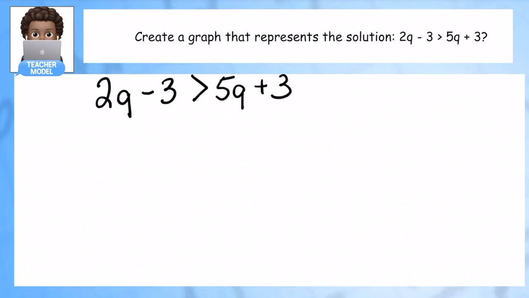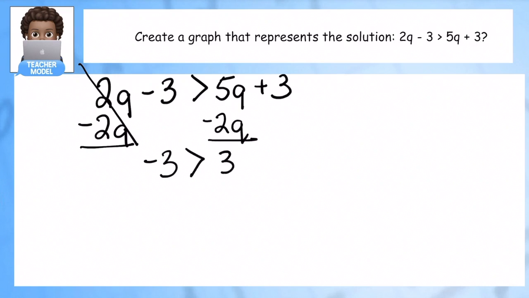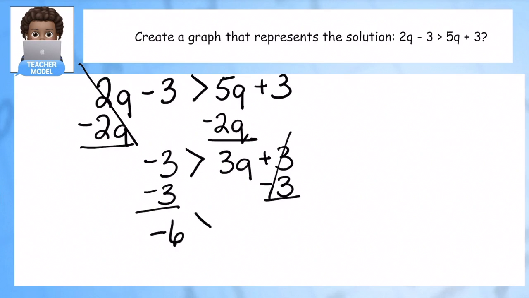And again, we want to make a zero pair somewhere. So watch what I'm going to do, Math Marvels. I would rather subtract 2q. Let's see what happens. So a zero pair here. Now I have negative 3 is greater than 3q plus 3. Now I'm going to create a zero pair. And I'm left with negative 6 is greater than 3q. And now I'm going to isolate. And that means negative 2 is greater than just 1q. So here's our solution.